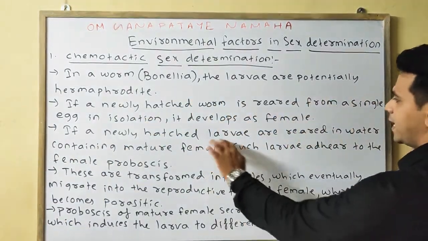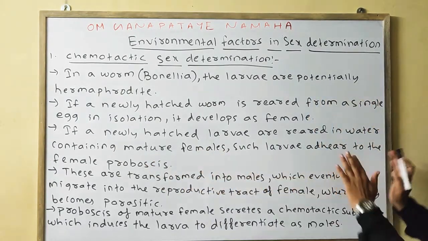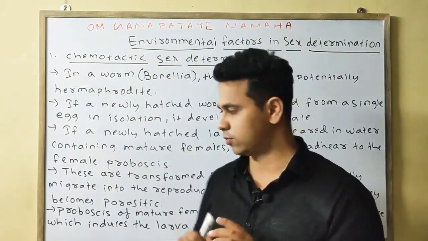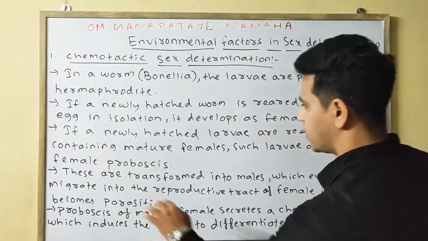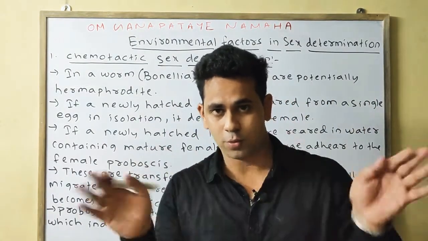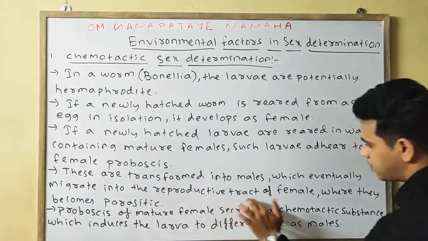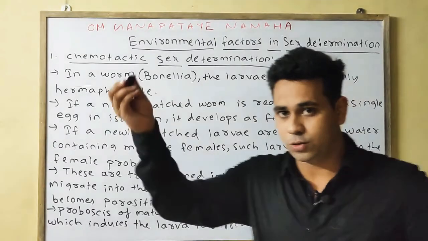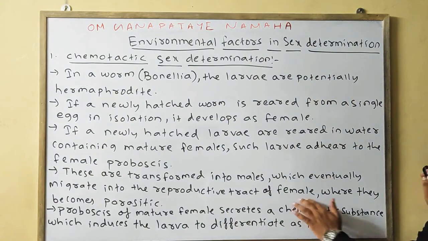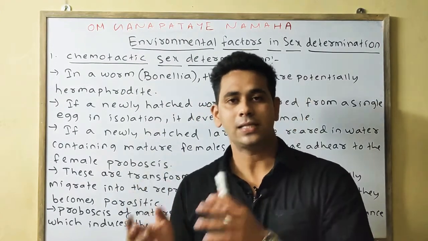If newly hatched larvae are reared in water containing mature females, such larvae adhere, meaning attach, to the female proboscis, which is around 1 centimeter long. These larvae attached to the proboscis are transformed into males, which eventually migrate into the reproductive tract of the female and become parasitic. Eventually they go to the uterus, where they fertilize the egg.